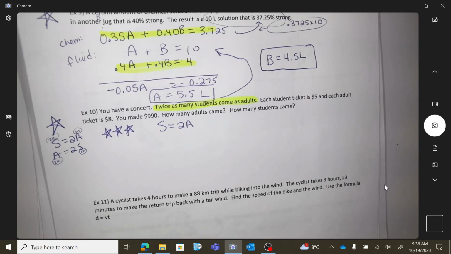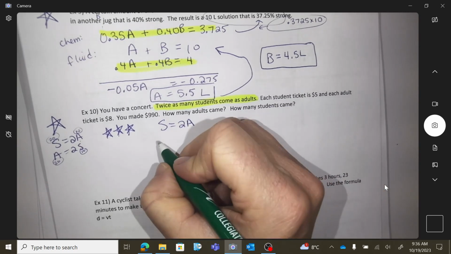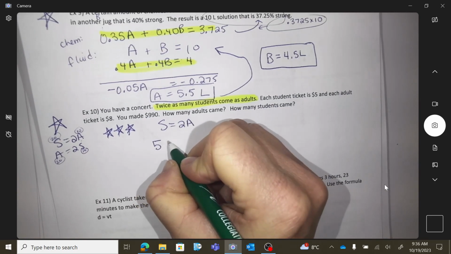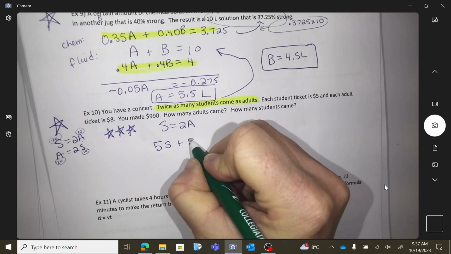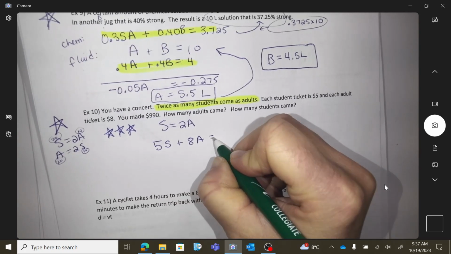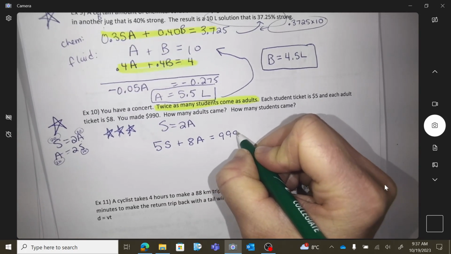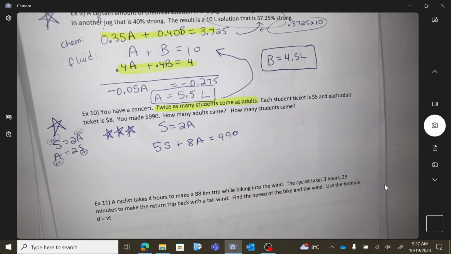Okay, so now each student ticket is $5. So $5 for a student ticket, $8 for an adult ticket, and you make $990.